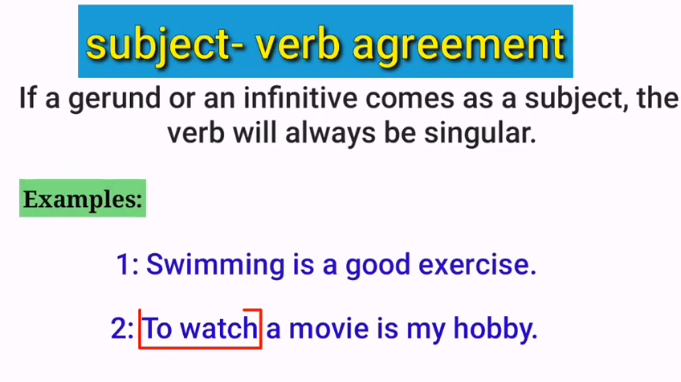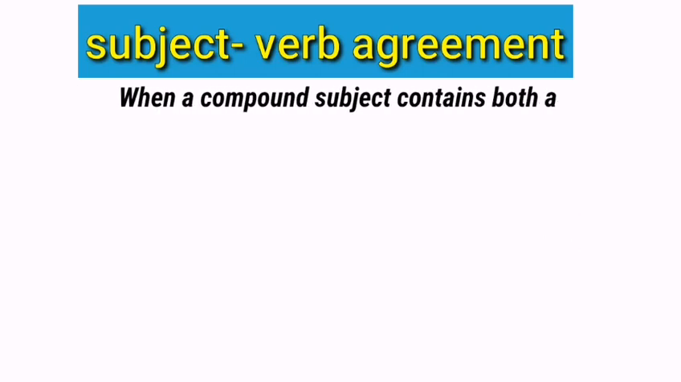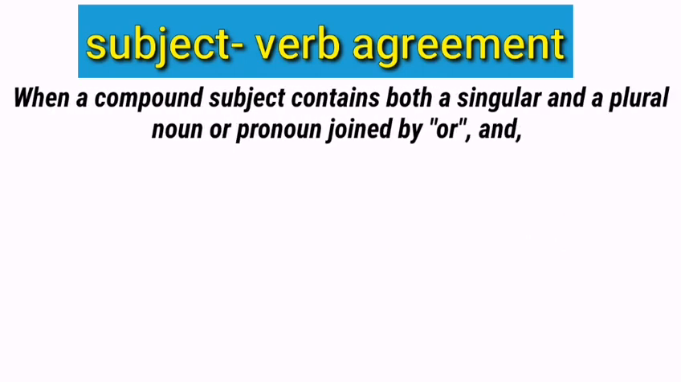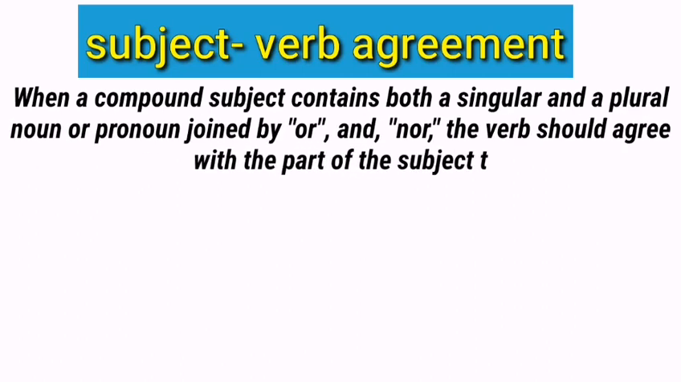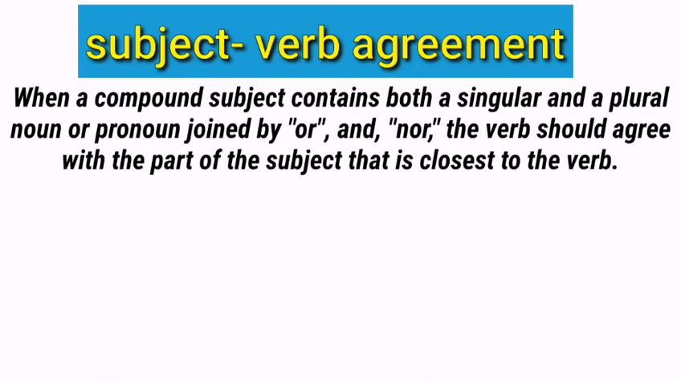When a compound subject contains both a singular and a plural noun or pronoun joined by or, and, nor, the verb should agree with the part of the subject that is closest to the verb. This is also called the rule of proximity. Simply, it means that when a compound subject or two nouns joined by or, and, nor are used and one noun is singular and the second is plural, then treat them as singular or as plural according to the rule of proximity.